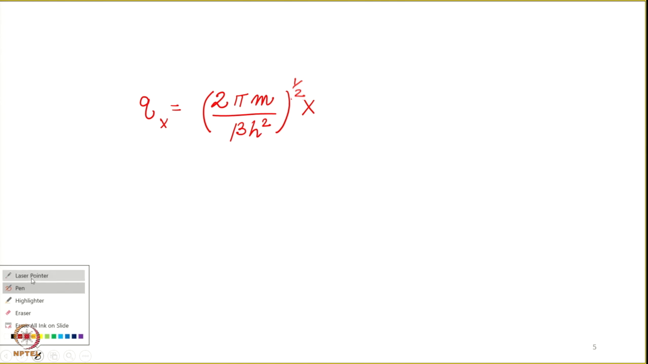So what we have is qx is equal to 2 pi m over beta h square into x. What is this x over here? It is the length of the container. Beta is equal to 1 upon kT. M is the mass of the particle, the mass of the molecule. H is Planck's constant.